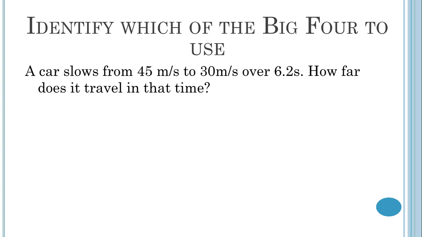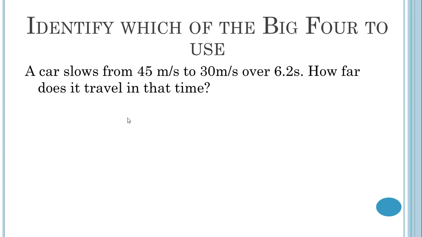If a car slows down from 45 meters per second to 30 meters per second over 6.2 seconds, how far does it travel in that time? Say you're driving on the road and you see brake lights up ahead, so you know you need to start slowing down. You start to brake over 6.2 seconds. You're going to go from 45 meters per second to 30 meters per second, and we want to know how far we go as we're slowing down.